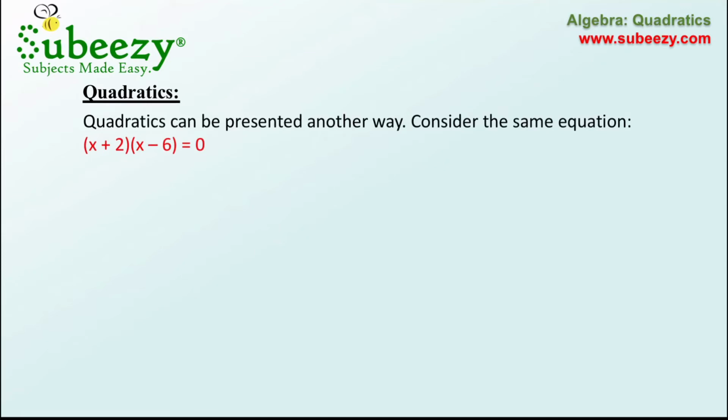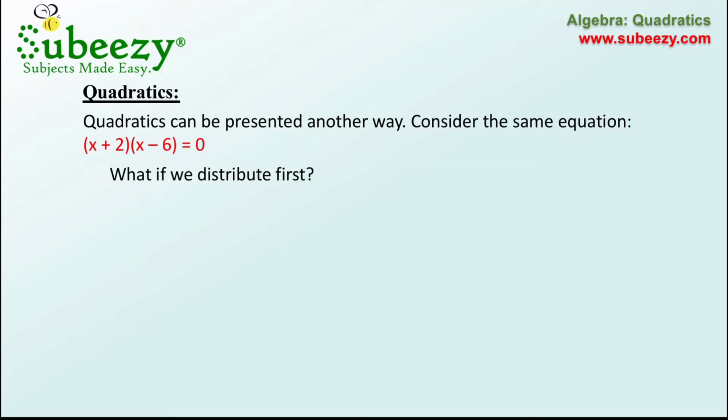Next, we're going to consider another way that quadratic equations can be presented. Consider the same equation. The quantity x plus 2 times the quantity x minus 6 is equal to 0. What if we distribute this first? Recall from our previous lecture on distribution and factoring, the FOIL method, which stands for first, outside, inside, last.